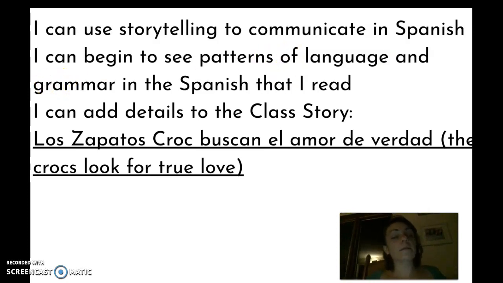And then target 3 is I can add details to the class story. And here's our class story. Los zapatos Croc buscan el amor de verdad. And so you're going to be practicing your writing. This assignment that I'm giving to you now, we begin on Friday together as a class in supported Spanish, and we continue throughout next week. So there's no need to dig into this too deeply after the video. You're just going to watch the video and let that kind of sink in.